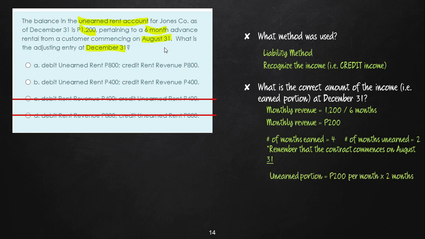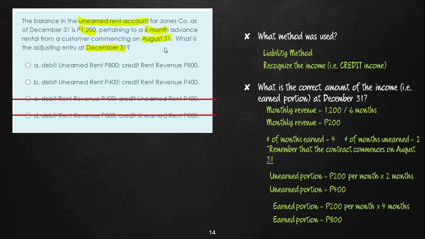Okay, next. Again, as a reminder, the contract commences on August 31, so you start counting on September. The unearned portion is good for 2 months. So 200 times 2 months is 400. The earned portion, on the other hand, is good for 4 months. So therefore, 200 times 4 is 800. So again, atong i-check. 4 plus 2 is 6. That's the coverage. 400 plus 800 is 1,200. That's the total amount received.